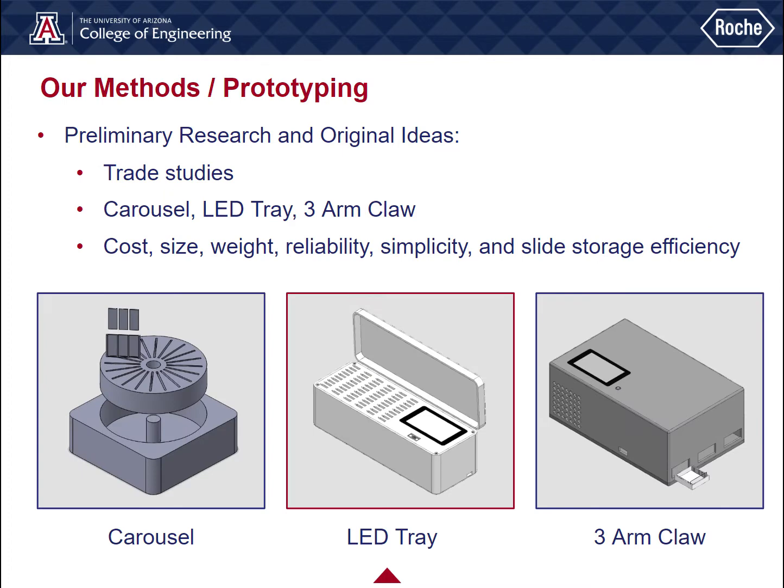To come up with the best possible solution, we determined what shape to build the device in order to meet its transportation requirements. We performed some preliminary research and came up with 3 initial designs: the carousel, the LED tray, and the 3-arm claw. In our trade study, we largely focused on the cost, size, weight, reliability, simplicity, and slide storage efficiency. After further analysis, it was decided that the carousel and the claw were just not practical in terms of size, weight, and complexity. The LED tray was simple yet met all of the requirements.